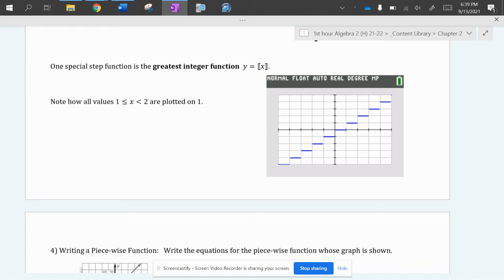One special type of function is called a step function. A special type of piecewise function is called a step function, and the most special step function is called the greatest integer function. So the greatest integer function is y is equal to the greatest integer of x, and if you notice there's the double brackets, that's the symbol for greatest integer. The definition of greatest integer is the greatest integer that is less than or equal to that number.